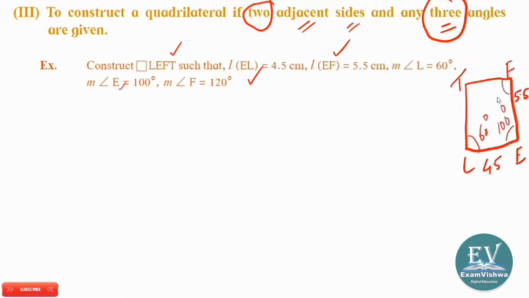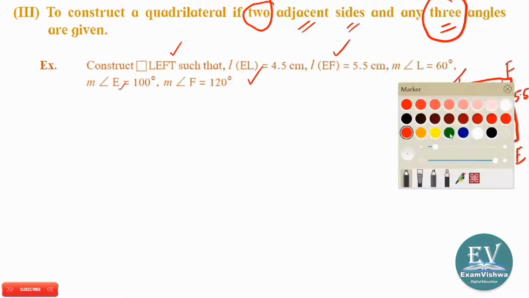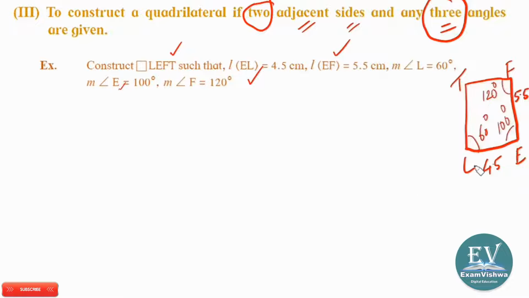So luckily the LE base is given. We can start with the construction, and the order of construction will be: first we will construct LE, then the angle 100 degree will be taken and a distance of 5.5 centimeter will be marked on that with a compass, then 120 degree, and finally the 60 degree angle at L. Let us check how it is in the textbook.